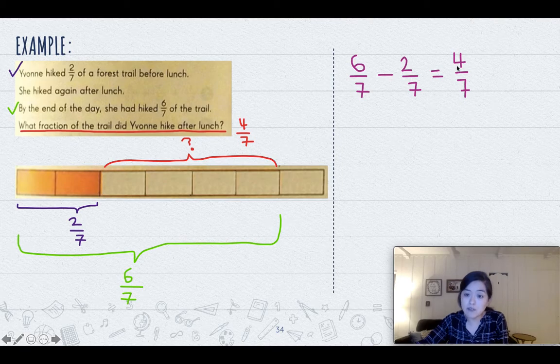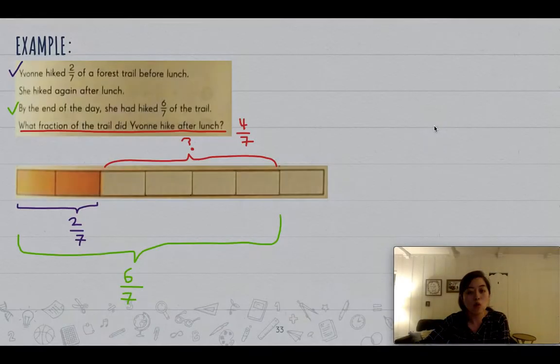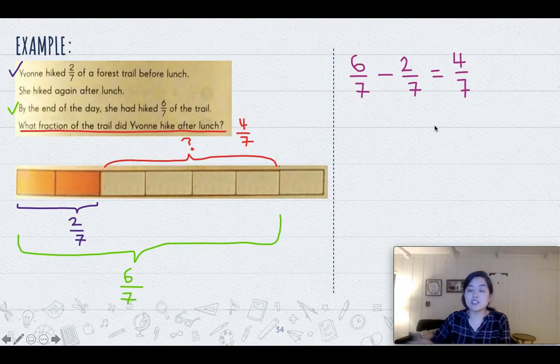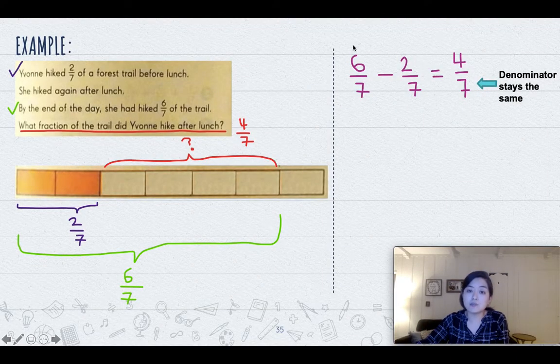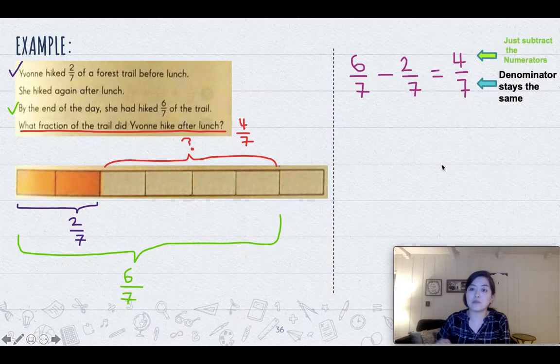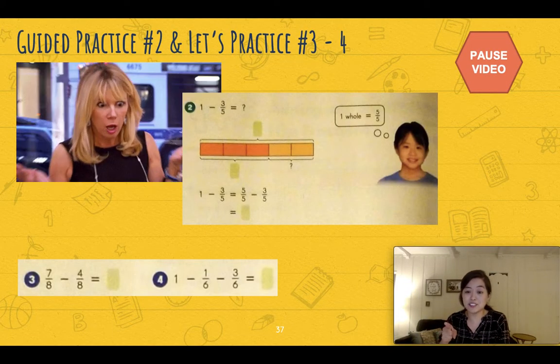But if we don't have a bar model, how do we solve this subtraction sentence? Well, just like we did addition, because 6/7 and 2/7 are like fractions because they have the same denominator, all you need to do is keep the denominator the same and then subtract the numerator. 6 minus 2 is 4. Okay? Alright, now it's your turn.